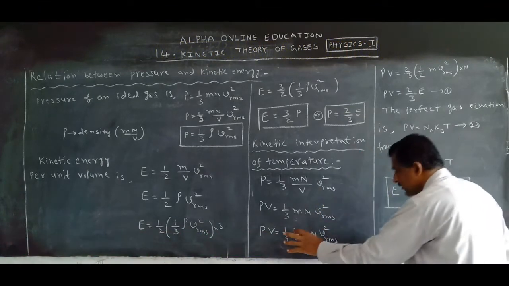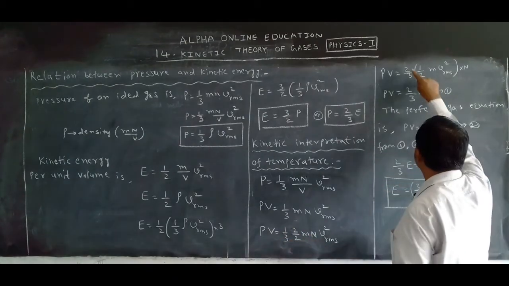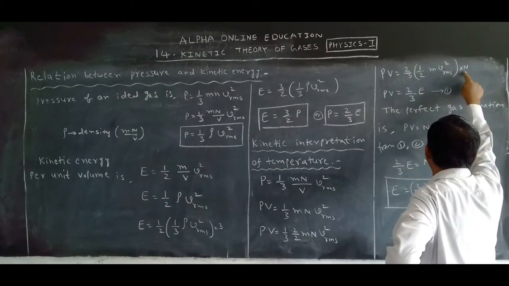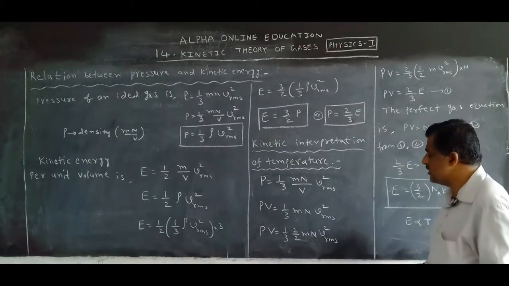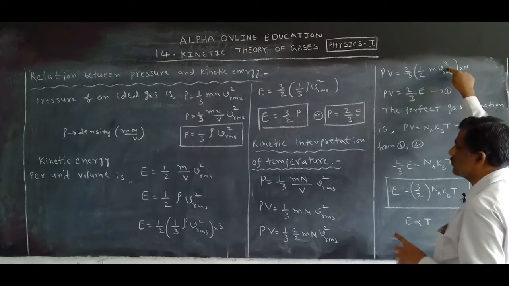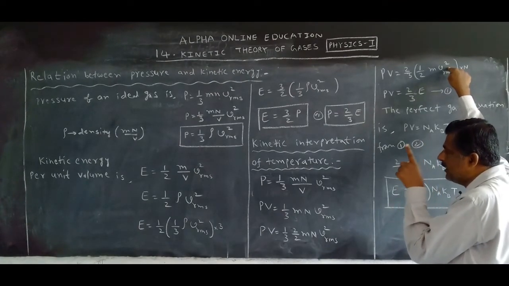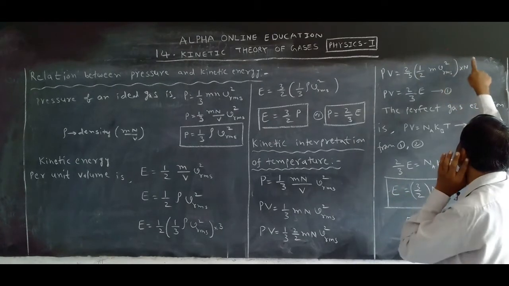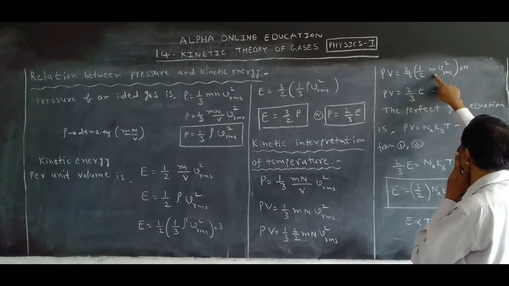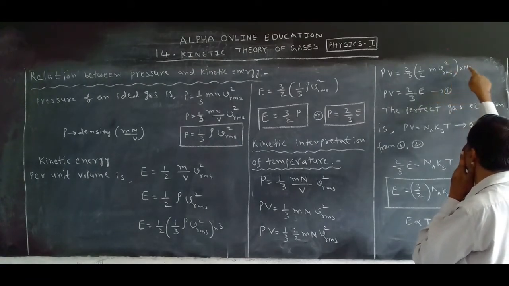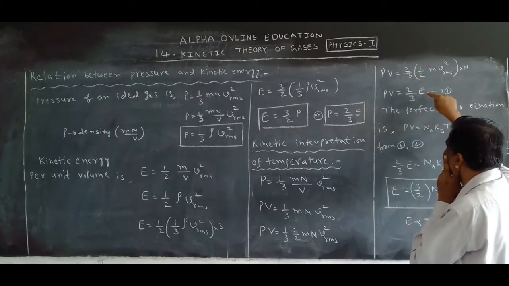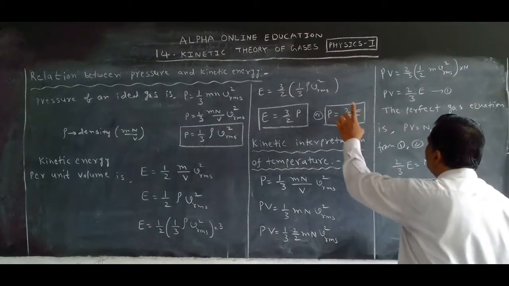Now let us take 2 by 3, then half taken in the bracket, half m Vrms square into n. So we know that one half m Vrms square is the kinetic energy of only one particle, but for all particles we can write the kinetic energy as half m, small m, Vrms square into n. So what is the PV? PV is equal to 2 by 3 into E. Here P is equal to 2 by 3 E.